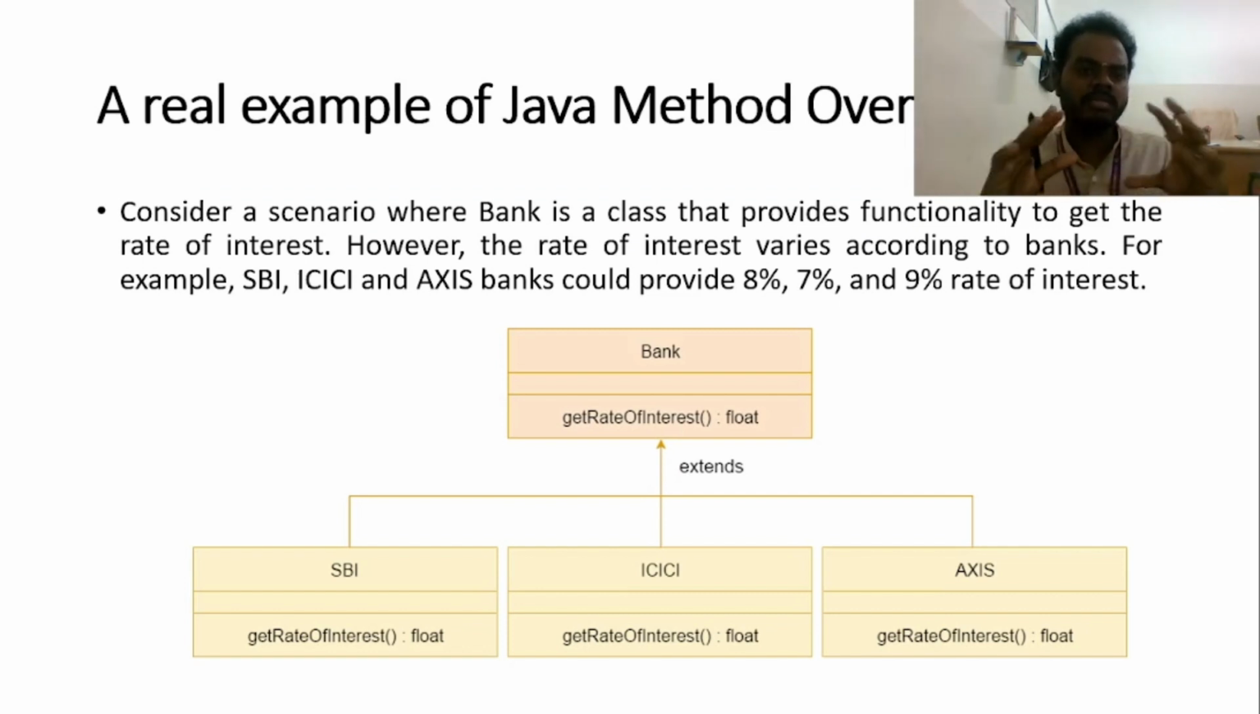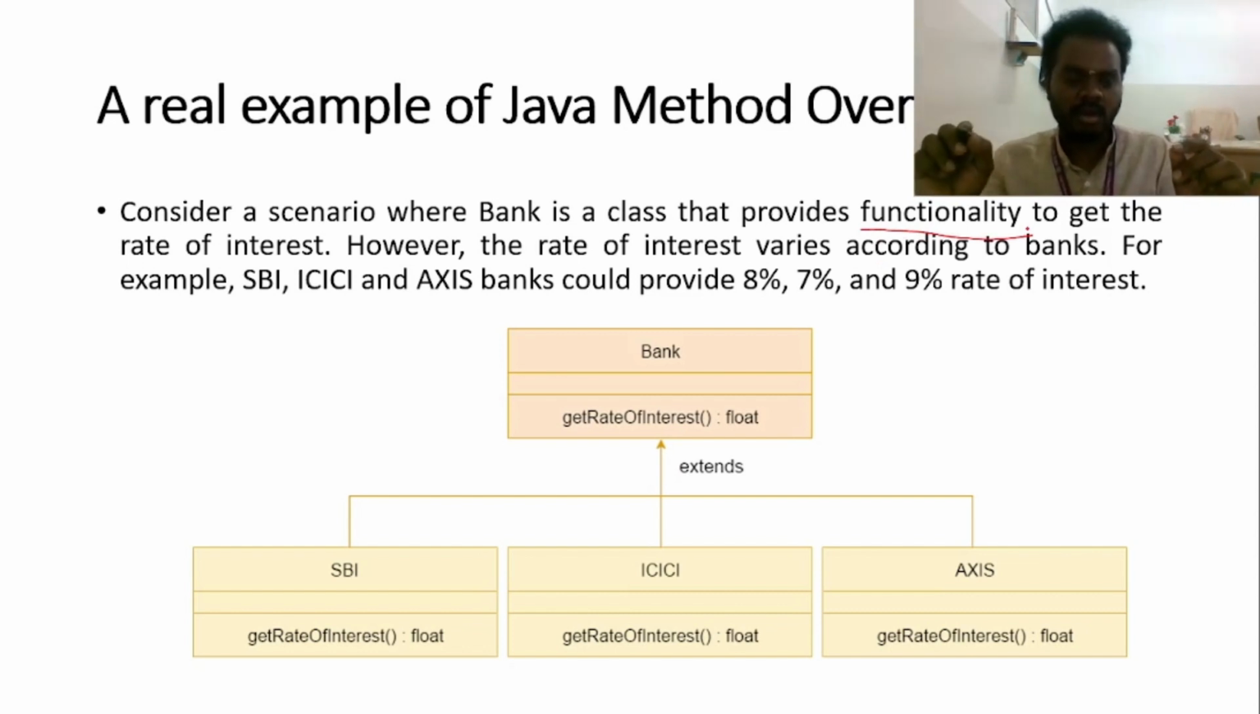Next, we are going to see a real-time example of Java method overriding. Consider an example: there is a common class called Bank. This Bank class is used to calculate the rate of interest, and this is its functionality. As I said before, if you want any specific functionality of a class in a particular method, you can use method overriding. For example, my functionality is to calculate the rate of interest.